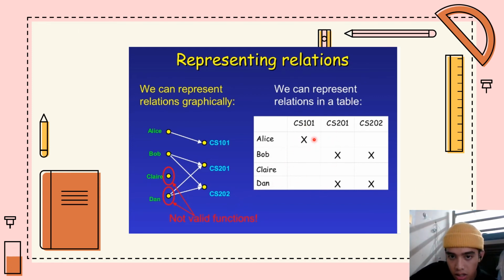We can also present it in a table. Alice, CS101, so we mark here. Bob, CS201, so we mark here. Claire, there is no relation, so we don't mark it.